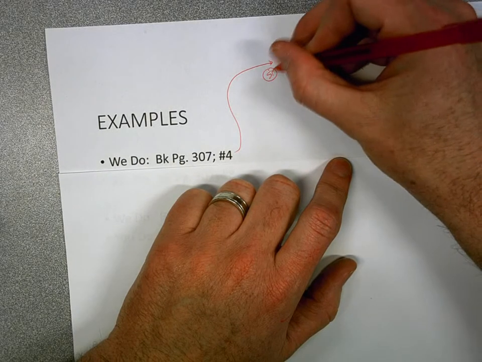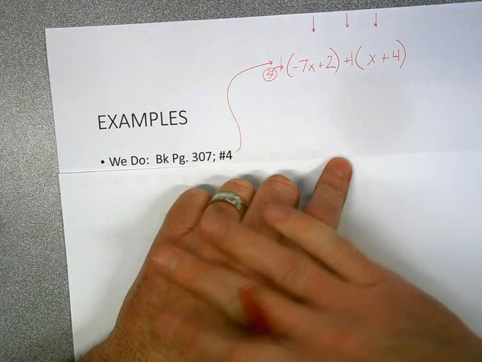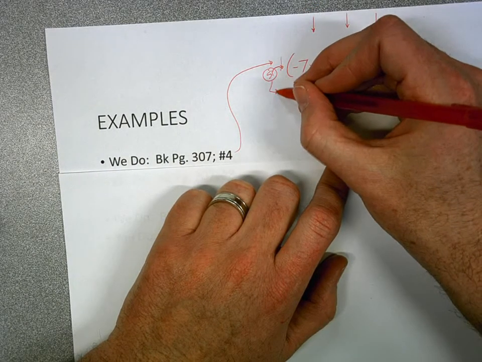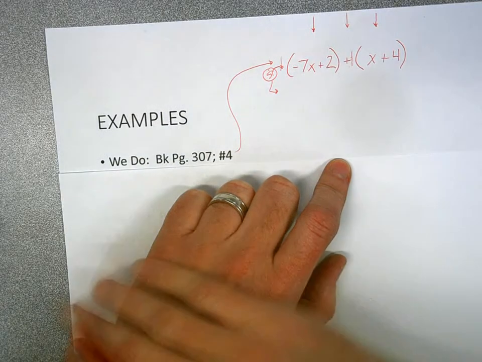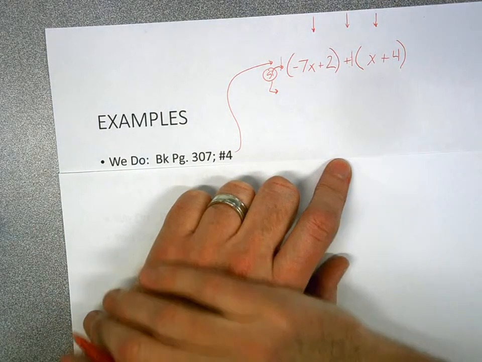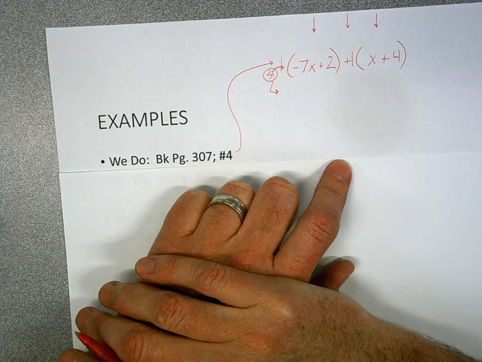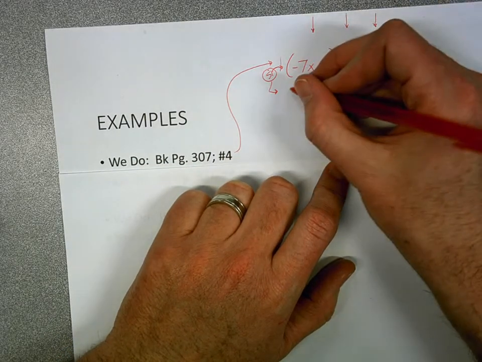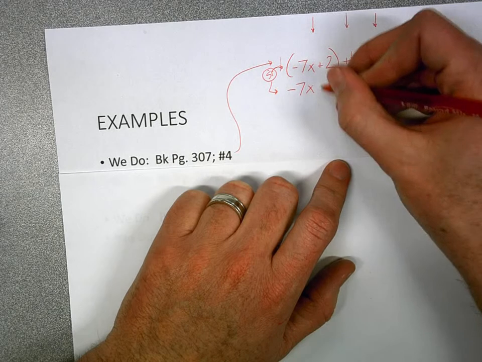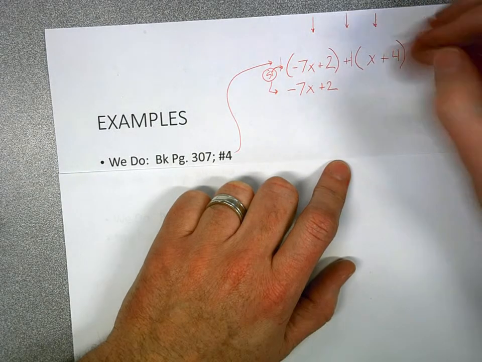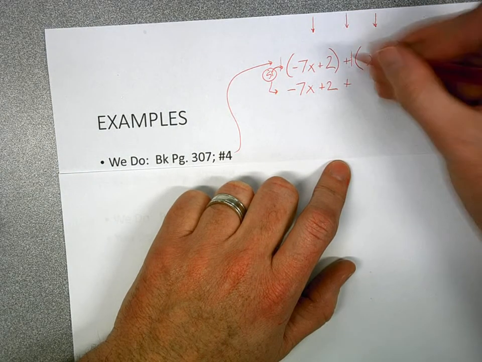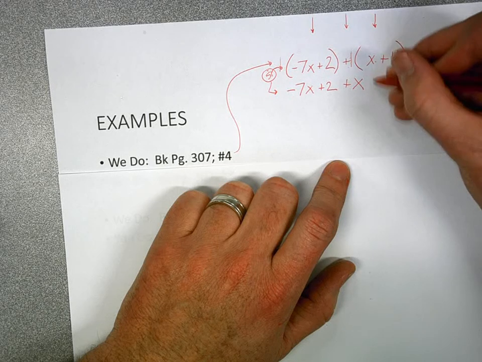Step 1, because we're going to get the same thing because of the addition sign, we don't have to go through all that. We can just drop the parentheses and rewrite the expression. You'd end up with the same exact expression. So if I drop the parentheses, I end up with negative 7x plus 2. And if I want to, I could put the addition sign, of course, with the x plus 4.